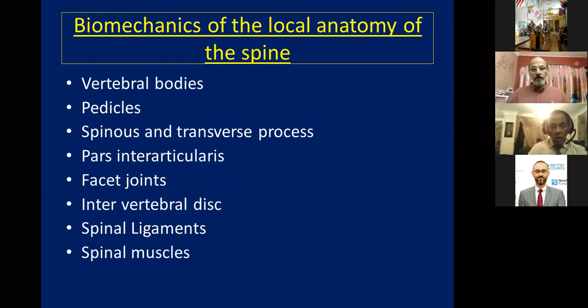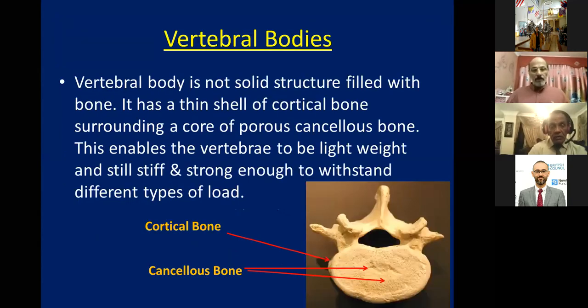Now, we are going to talk briefly about the biomechanics of the local anatomy of the spine. The vertebral bodies. The vertebral body is not a solid structure. It has a thin shell of cortical bone surrounding a core of porous cancellous bone. This enables the vertebra to be lightweight and still stiff and strong enough to withstand different types of load. It is formed mainly of cancellous bone, but it's surrounded by a thin layer of cortical bone.